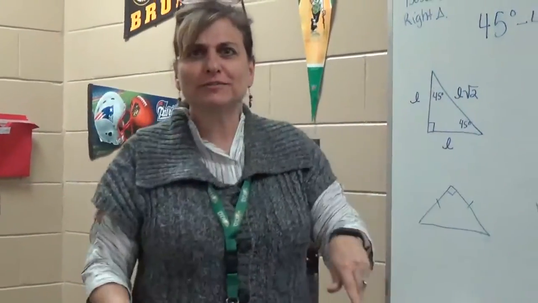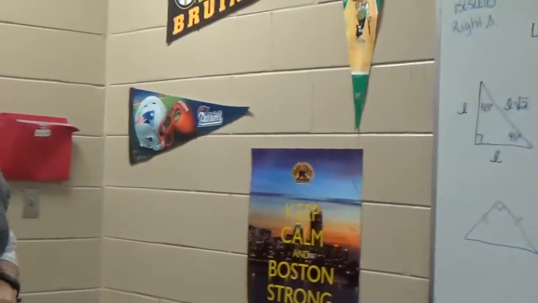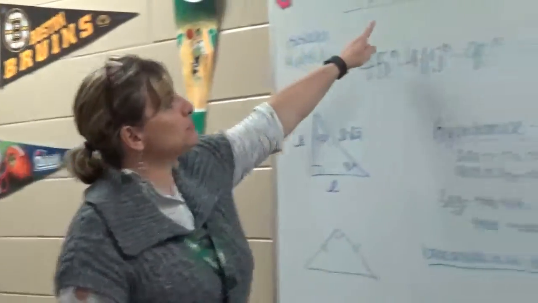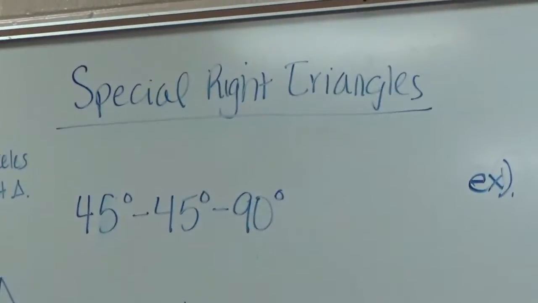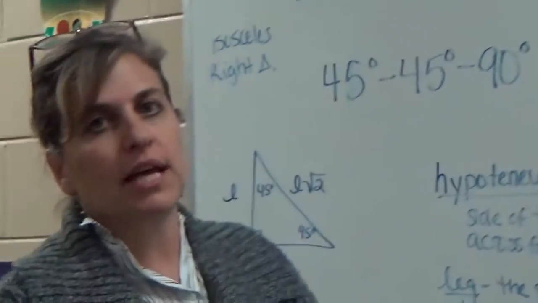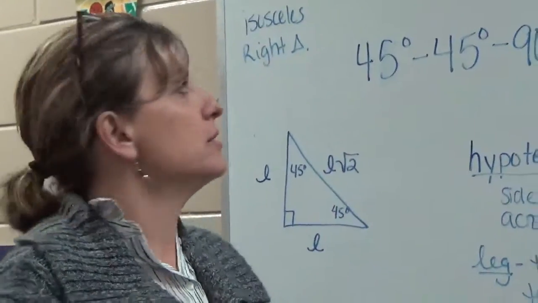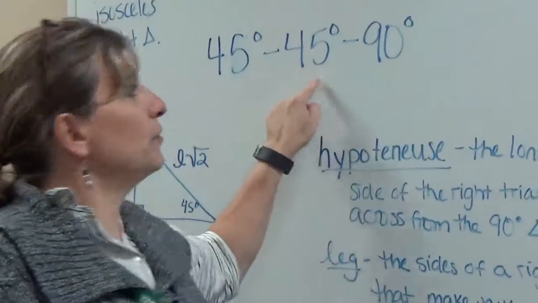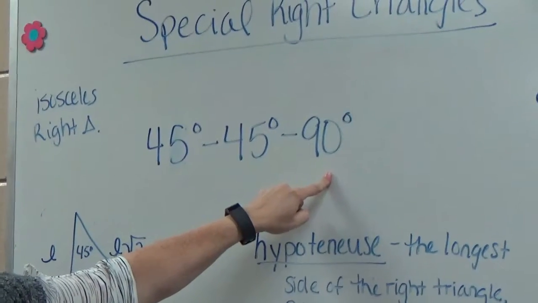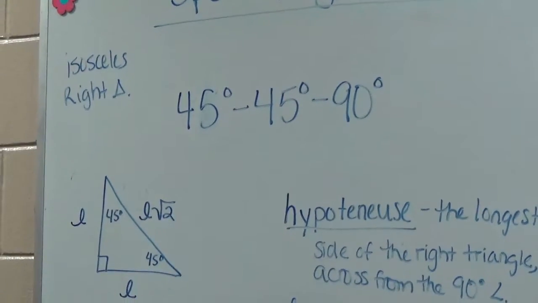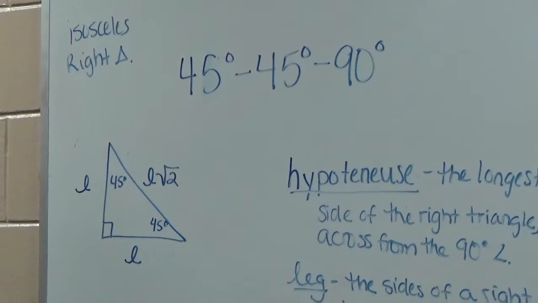You really should. Hi guys, today we're going to be learning about special right triangles. What is a special right triangle? Well, we're only going to tackle one special right triangle today, and it's a 45, 45, 90. I need you to memorize these things that I'm going to teach you. It will help you later on if you can memorize it now.